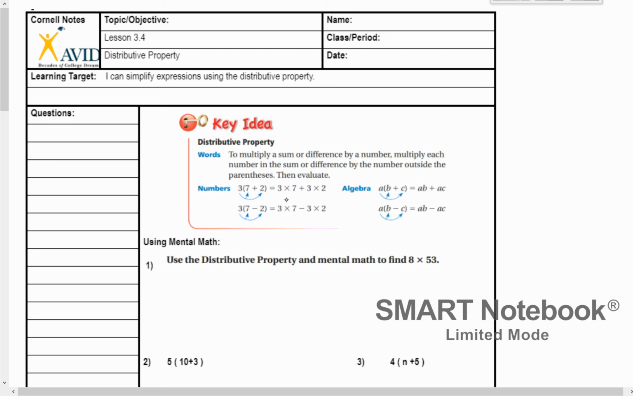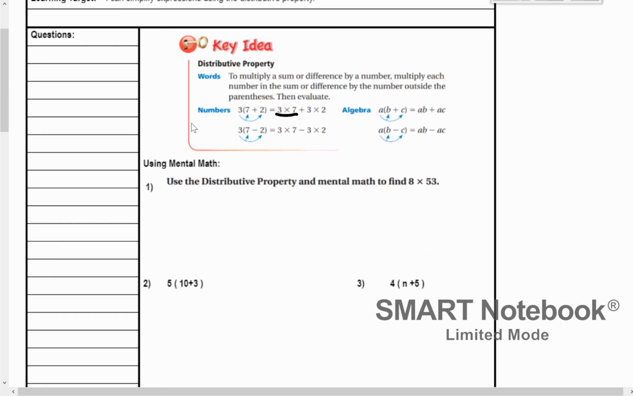So we would do 3 times 7, and then we would add, because inside the parentheses we're adding, 3 times 2. So we'd have 3 times 7 is 21, plus 3 times 2 is 6. So we'd have 21 plus 6, which equals 27. Same thing with subtract. We'd do 3 times 7, but then we would subtract the answers since there's a subtraction sign inside the parentheses.